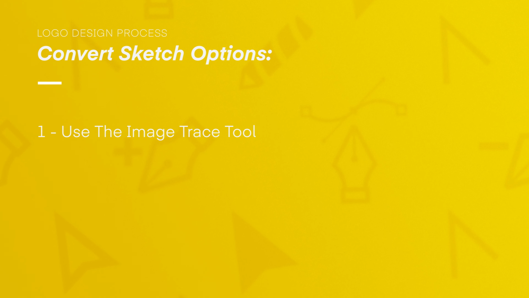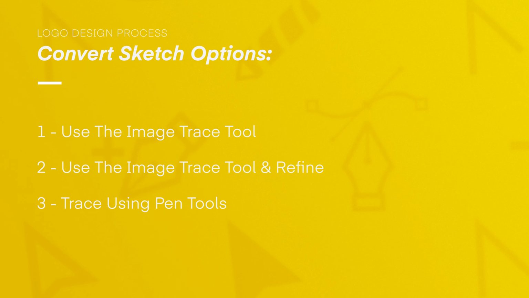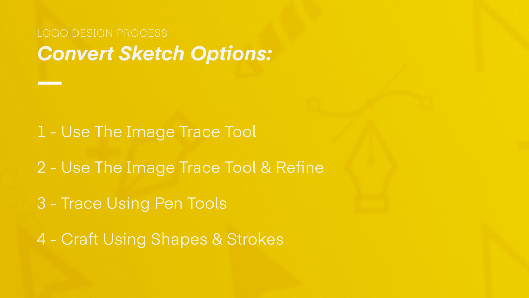Now, when it comes to converting your sketches into vector artwork, you have a few options. 1. Use the image trace tool. 2. Use the image trace tool and refine. 3. Trace using pen tools. And 4. Craft using shapes and strokes. So let's take a look at each option available to you.